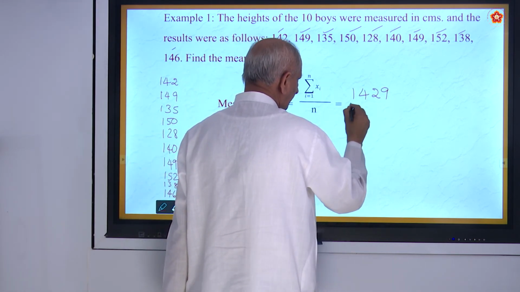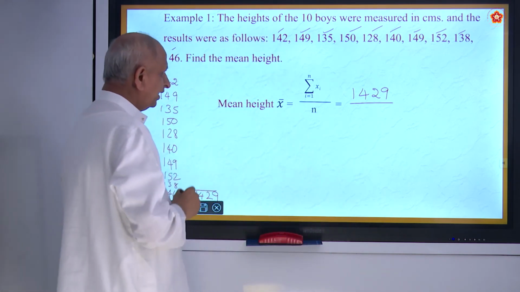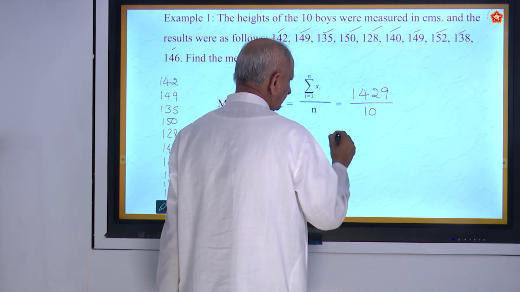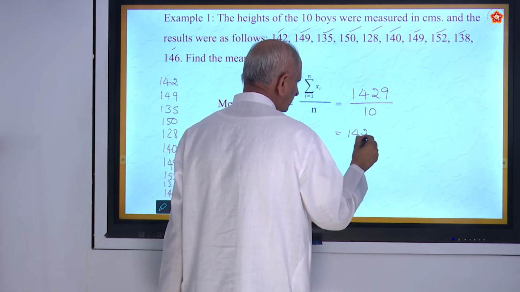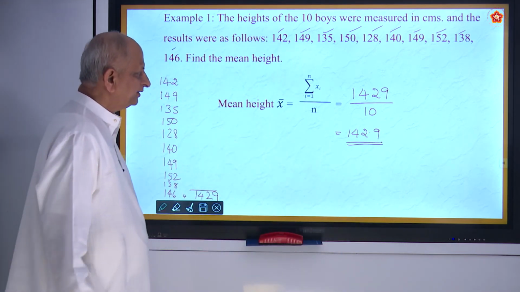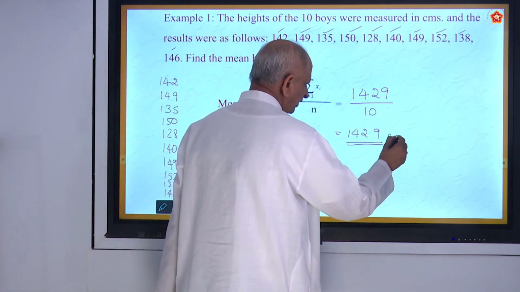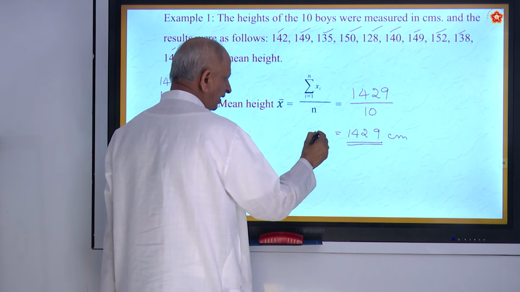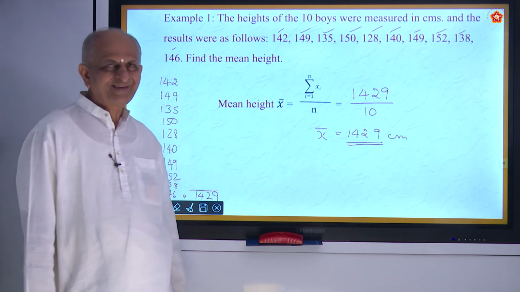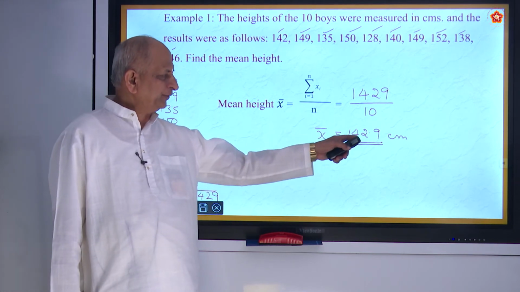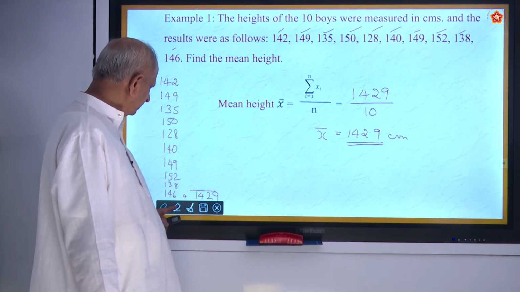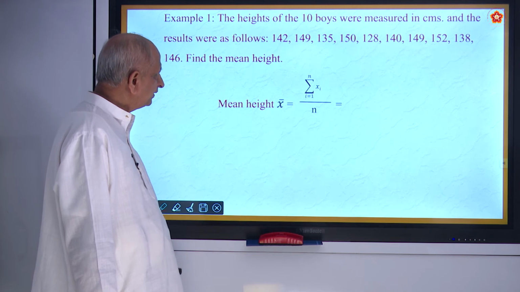1429 by n. N means how much? N is 10. So that is 142.9. That is what is called as mean height or average height. We call it as x bar. Okay. So average comes 142.9 centimeters. Okay. Shall we see the next sum? Okay. Noted down. Very happy.